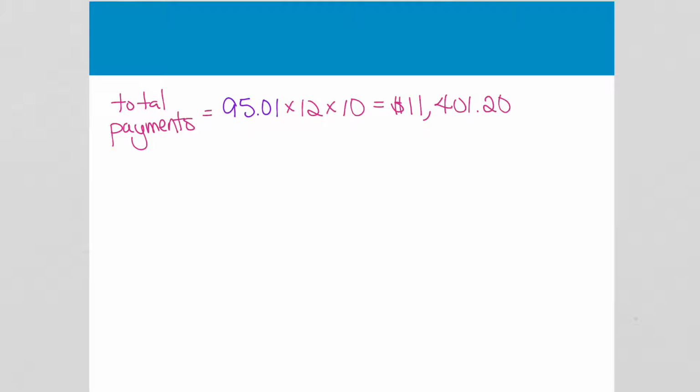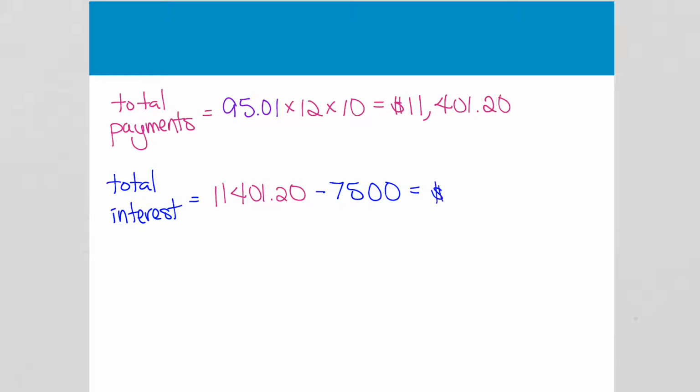Yuck. So how much is your interest then? Take those total payments and subtract off your initial amount, $7,500. So you're paying $3,901.20 in interest.